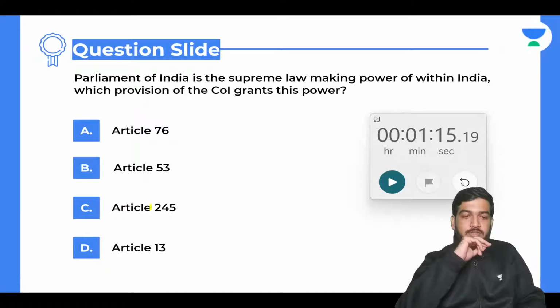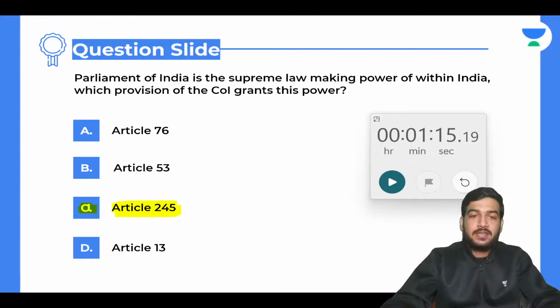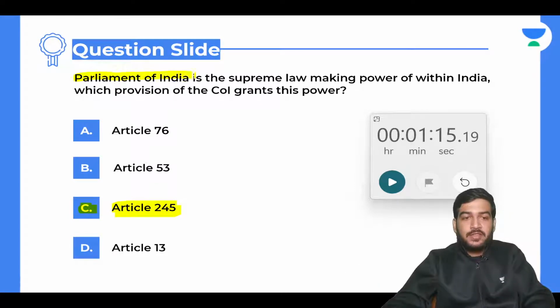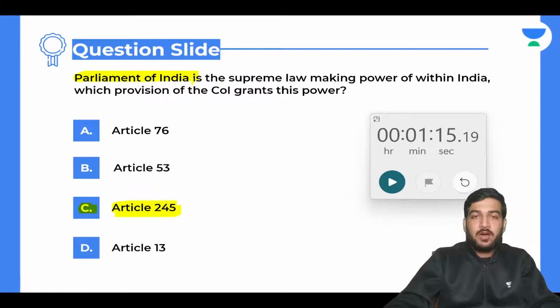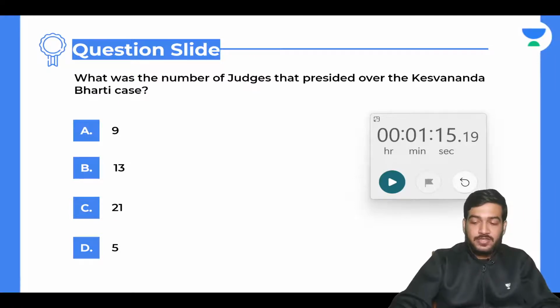The answer to this question is Article 245. Article 245 is the article that gives the Parliament of India the supreme law-making power. It reads, Parliament of India can make laws about any part or territory of India henceforth. So this is the one that gives the Parliament the supreme right. Very good, Trasik, who has been giving correct answers.